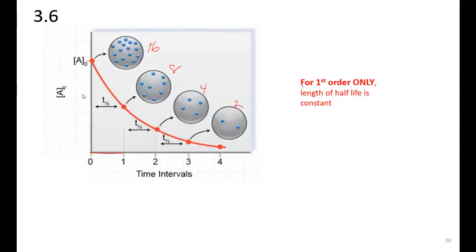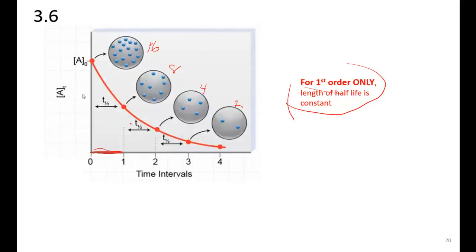And what you'll notice here, and this only happens with first order, is the time it takes for each half-life, for the concentration to be cut in half, is the same. The length of the half-life is constant. It doesn't change as time goes by.